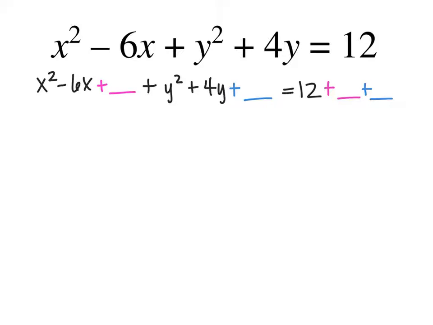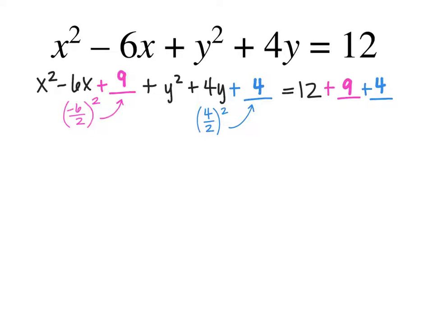To complete the square for the x's, I need to take half of this term and square it. Whatever I add over here, I need to add over here. To complete the square for the y terms, I'm going to take half of this term and square it. Whatever I add over here, I must also add over here.